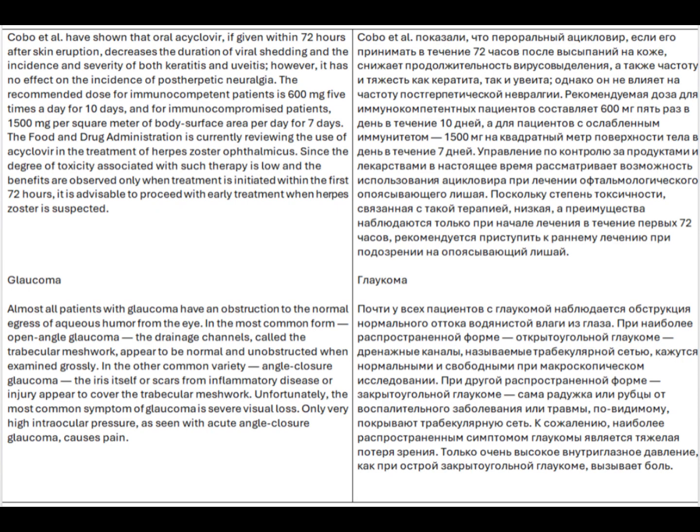Unfortunately, the most common symptom of glaucoma is severe visual loss. Only very high intraocular pressure, as seen with acute angle closure glaucoma, causes pain.